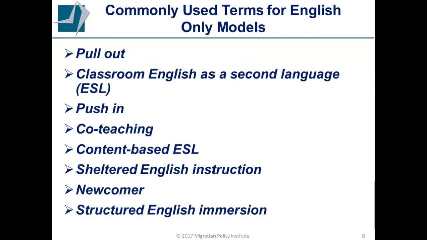As you can see from this list, there's a lot of program models that fall under the umbrella of English-only approaches. The ones that most people are familiar with are the first two. In pull-out programs, a specialist teacher pulls students out of their general education classes to work in small groups on tasks that are specially designed for English learners. This model is a little more common in elementary school, whereas you're more likely to see a classroom ESL model in middle or high school.